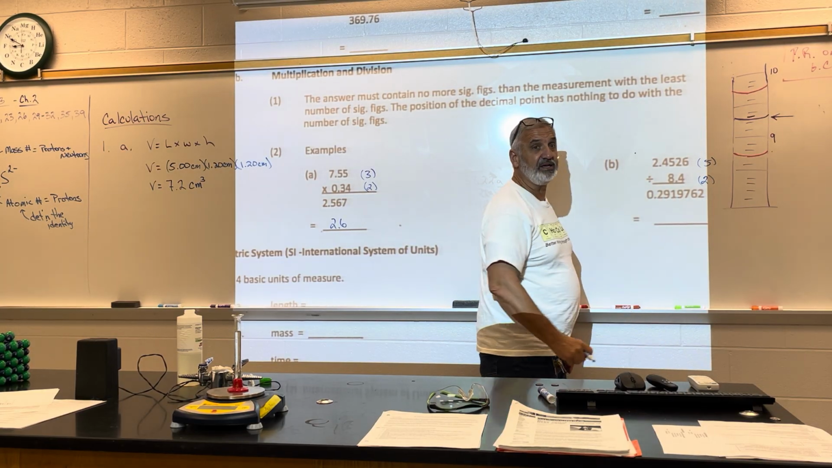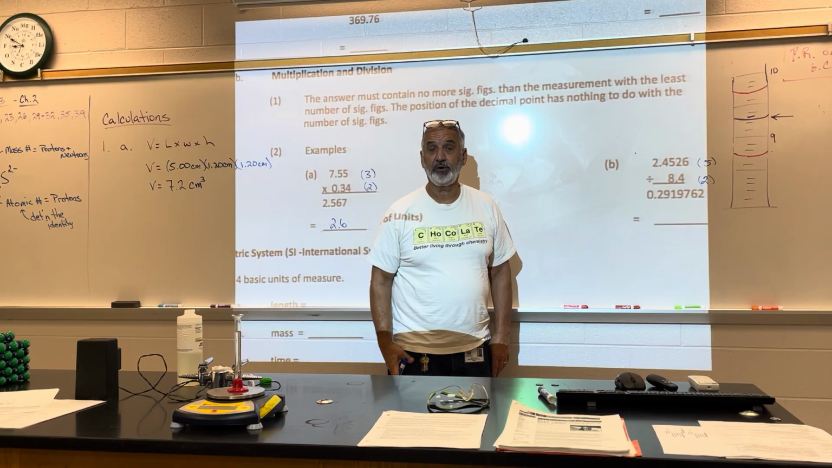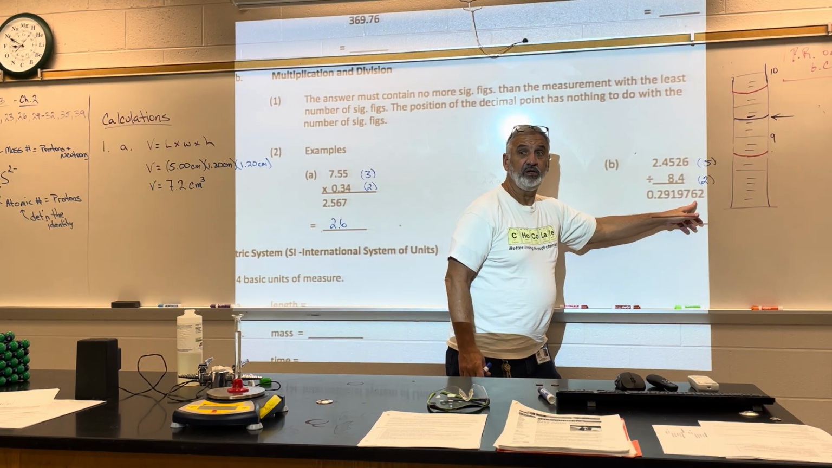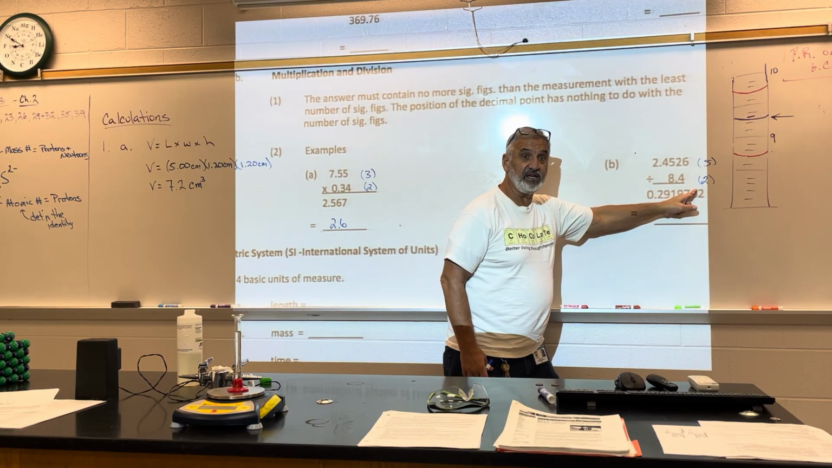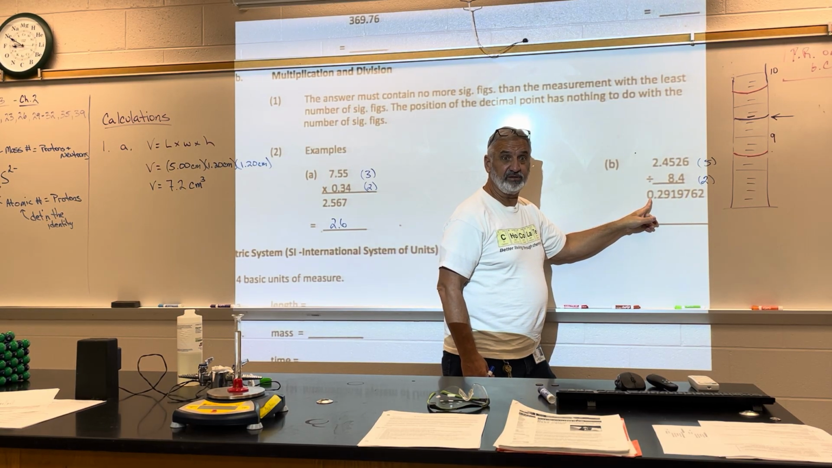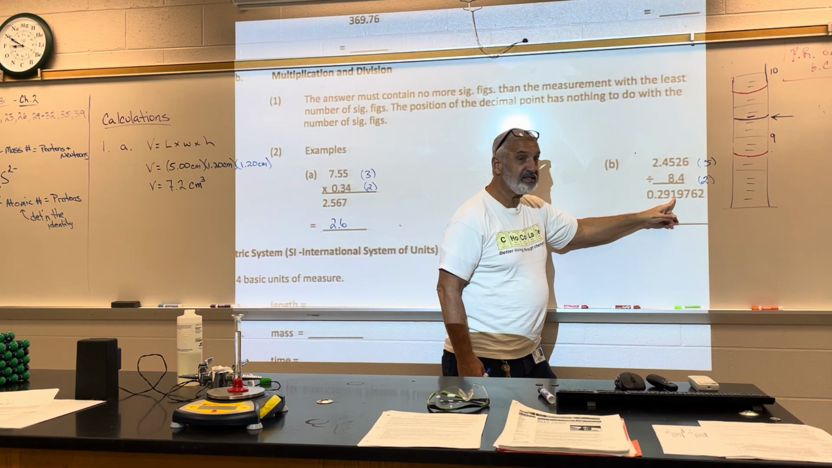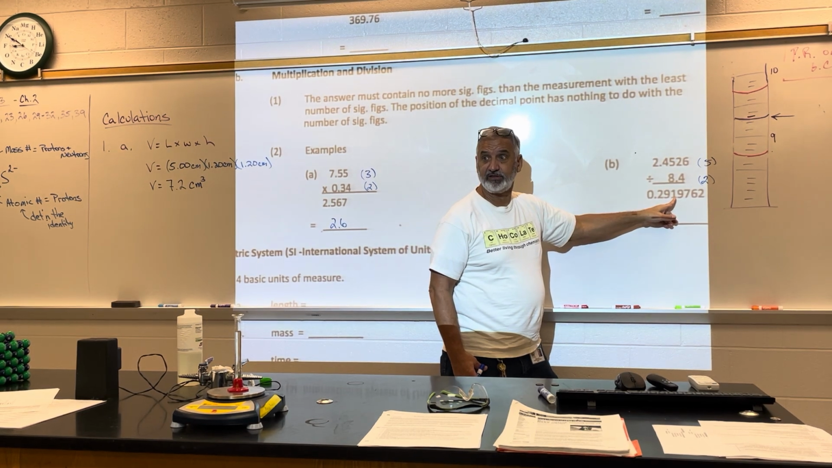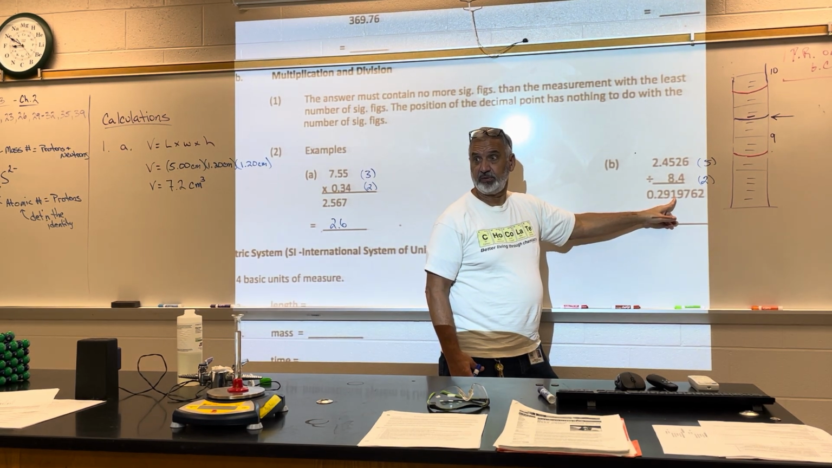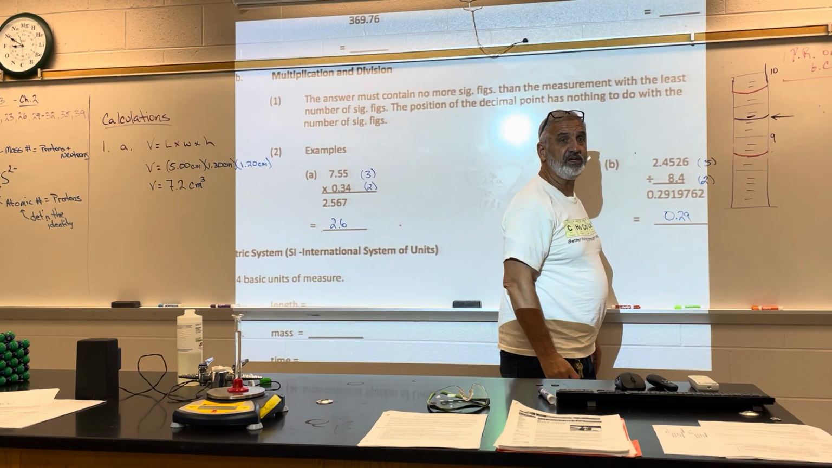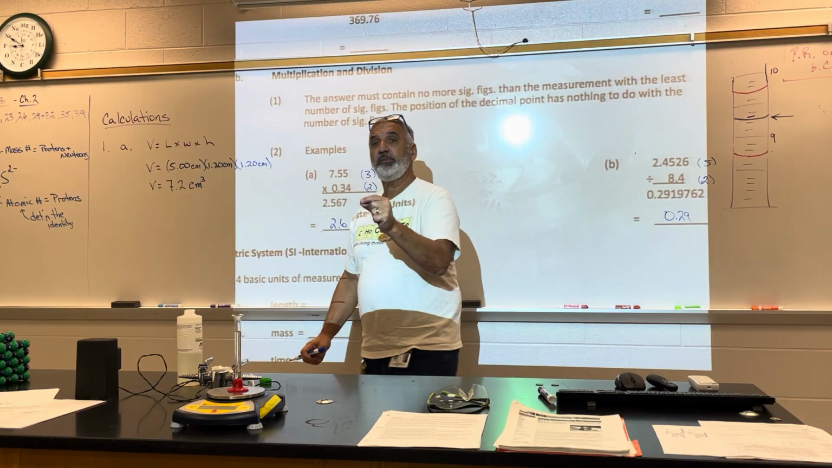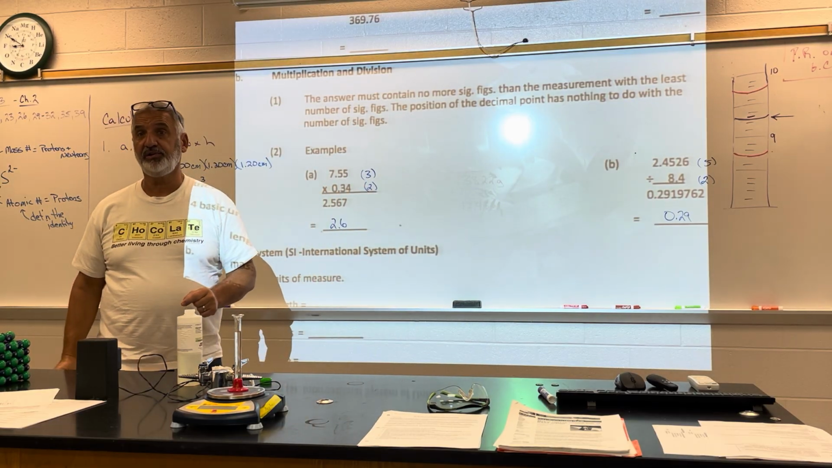So how many can my answer have? Only 2. So what do I round this to? Calculator says all this. How many sig figs can I have? 2. This one doesn't count. So I'm going to go 1, 2. The next number is less than 5, so I'm just going to drop it off. So what am I going to say? 0.29. So I can have 2 sig figs. Your answer can only be as accurate as your least accurate measure.